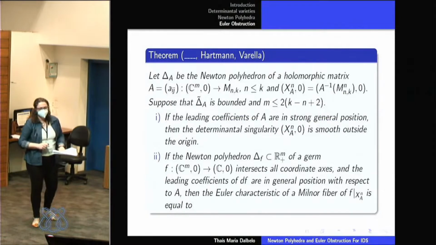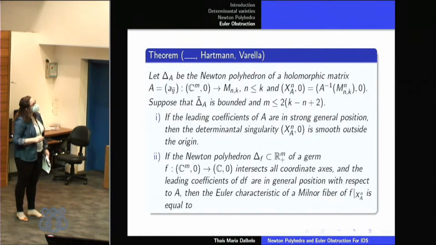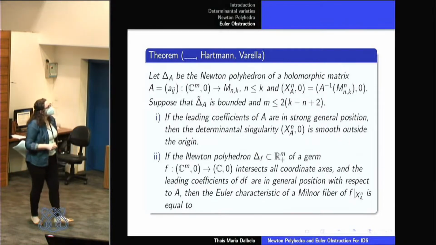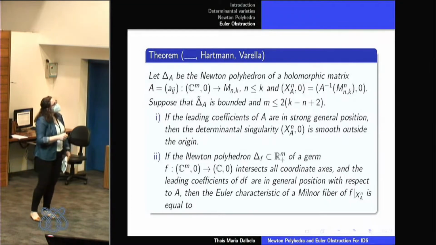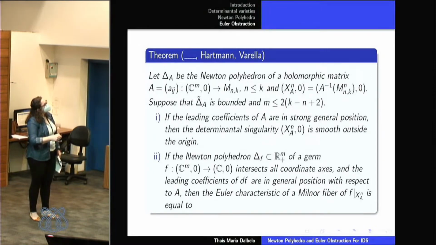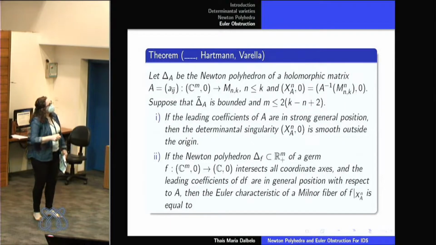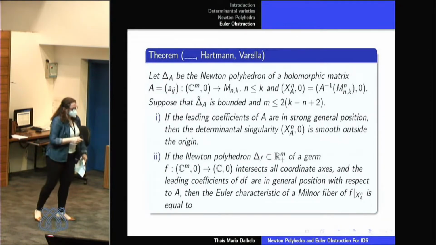Now, using this definition and the results of Esterov, we present this result. Let ΔA be the Newton polyhedron of a holomorphic matrix, and suppose that the complement of this Newton polyhedron is bounded. Let us assume this condition. If the leading coefficients of A are in strong general position, then the determinantal singularity X_A has an isolated singularity.